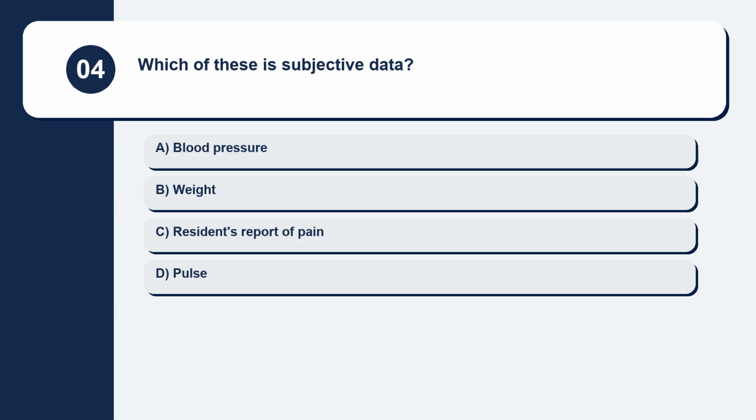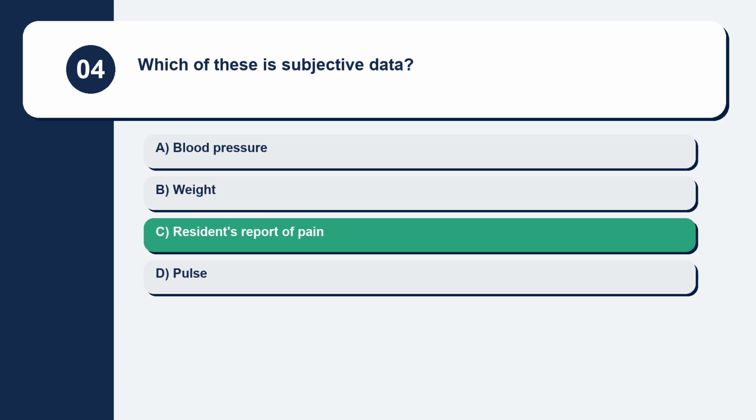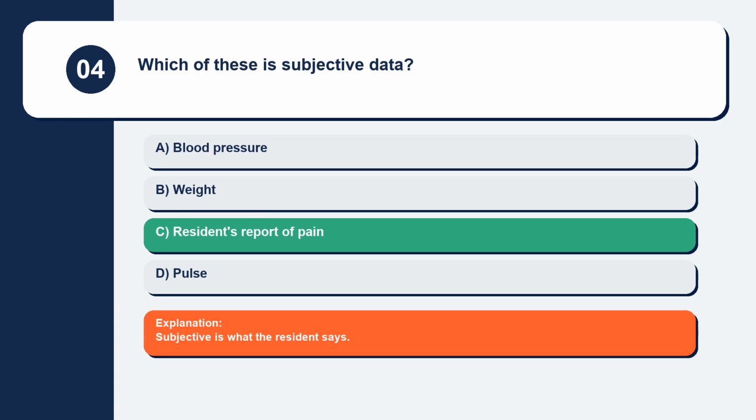Question 4. Which of these is subjective data? Blood pressure, weight, resident's report of pain, pulse. Subjective is what the resident says.